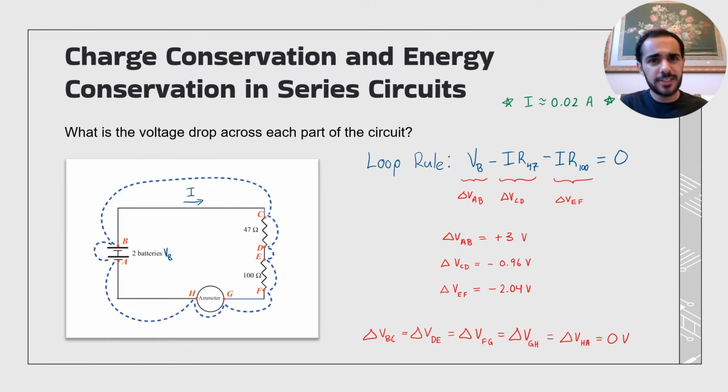Now, the only places we're going to see a voltage drop is if there's some type of load there, such as a resistor or of course a battery. Well, we can use the loop rule and Ohm's law to find the voltage drop at those locations as seen here.